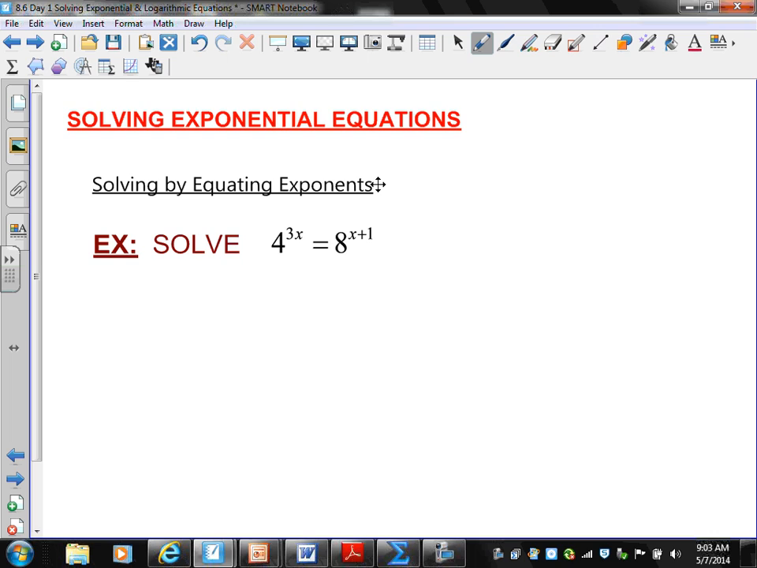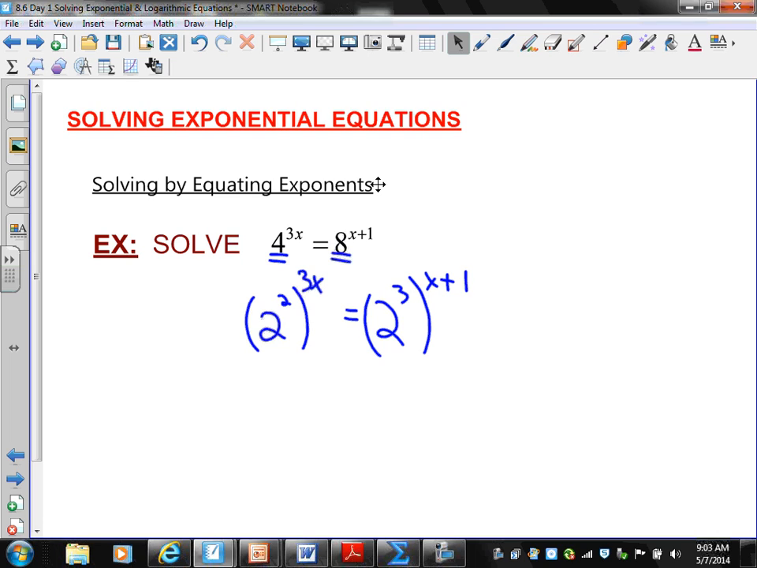But what we should notice is that 4 and 8 can be written using the same base. Now I can't use base 4. They both need to change, right? 4 is really 2 squared to the 3x. And 8 is really 2 cubed to the x plus 1. So what I'm doing here is writing them with the same base, and then, as the title says, I'm going to equate the exponents.